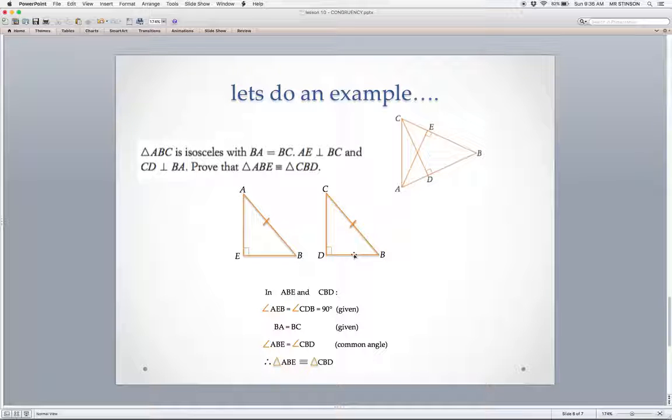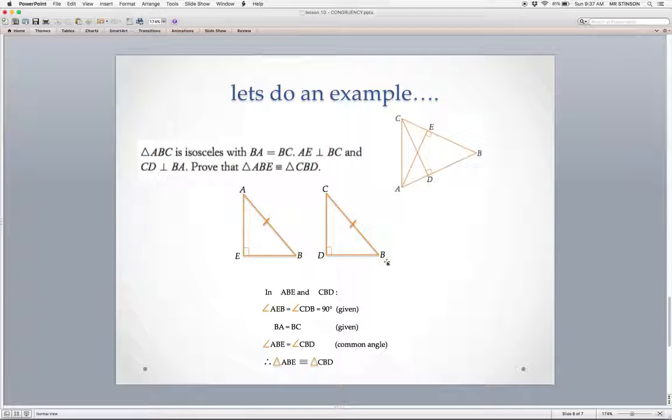Let's have another think. We know that both triangles have angle B in it. That CBD and ABE both have this angle here. We can call that angle B. And if we look here, we can see that angle B in both triangles is equal because both triangles have it. We would call this a common angle.